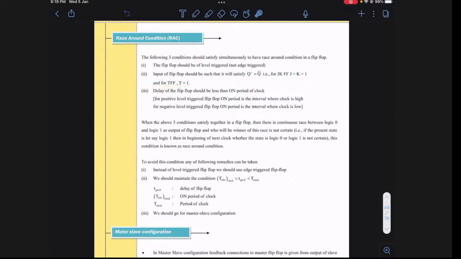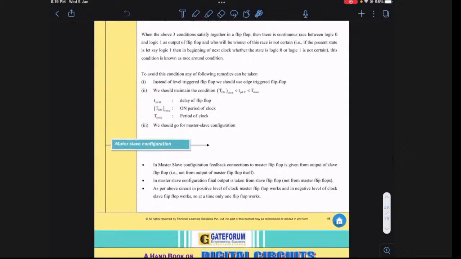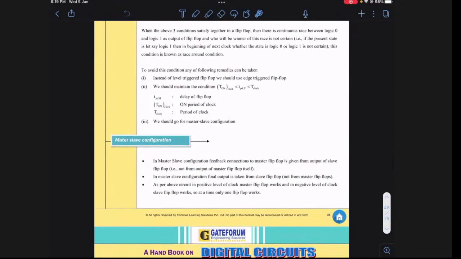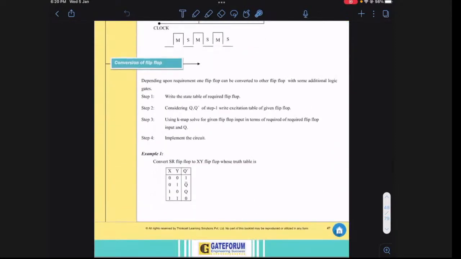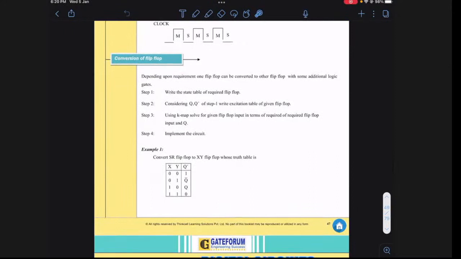And if the delay of the flip-flop is less than the on period of the clock, then you get toggling continuously in the outputs. So we say it is in the race around condition. To avoid the race around condition, one solution is to use an edge triggered flip-flop instead of level triggering. Second, you should maintain the condition that the delay of the flip-flop is less than the on period of the clock, which is less than the overall clock period. Otherwise, you should go with the master-slave configuration.